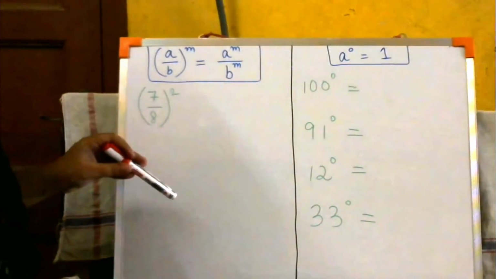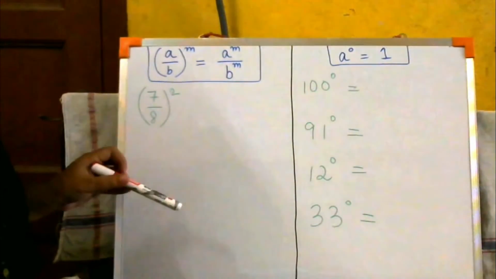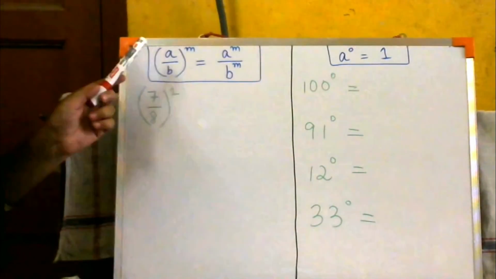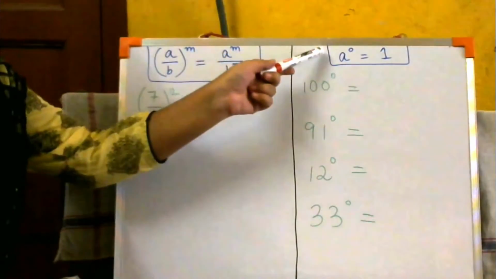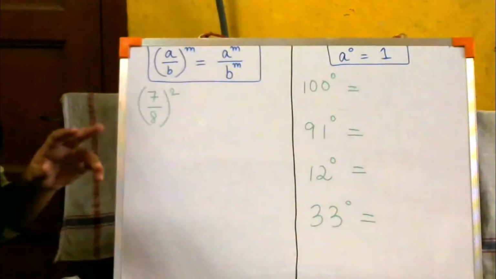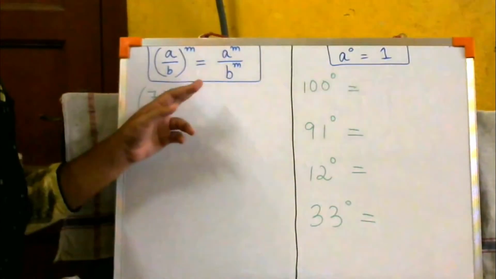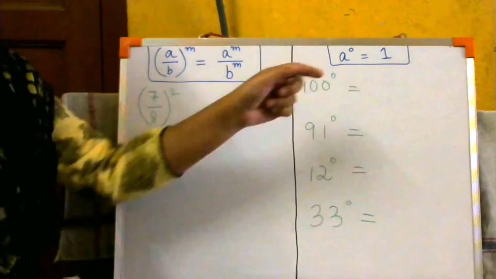Okay, so today's last video I am going to talk about the last 2 exponent laws, that is a by b to the power m and a to the power 0. These are the 2 last laws of exponents. If you know the laws of exponents by now, you are going to see this is law number 7 and this is law number 8.